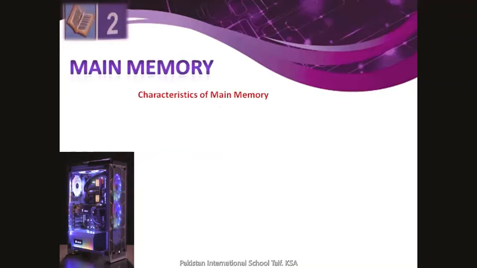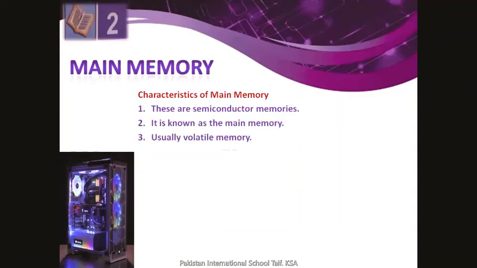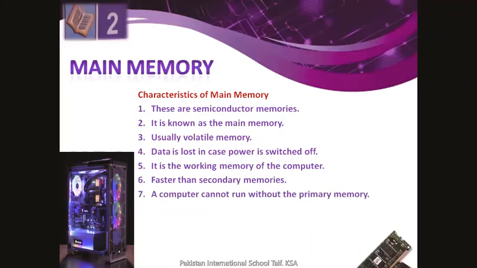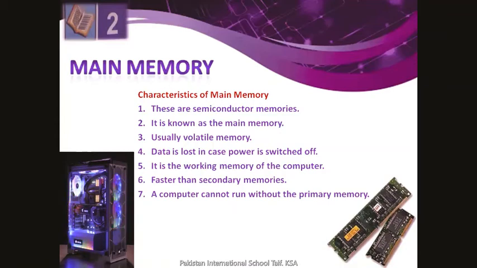Characteristics of main memory. These are the important characteristics. These are semiconductor memories. So basically, main memory is a semiconductor memory. The material used to build the memory is a semiconductor, and ICs, integrated circuits, are used on the chip. It is known as the main memory. It is usually volatile memory. Volatile memory means that when you turn off your computer, your data will be washed out. It is not a permanent storage. Data is lost in case power is switched off.